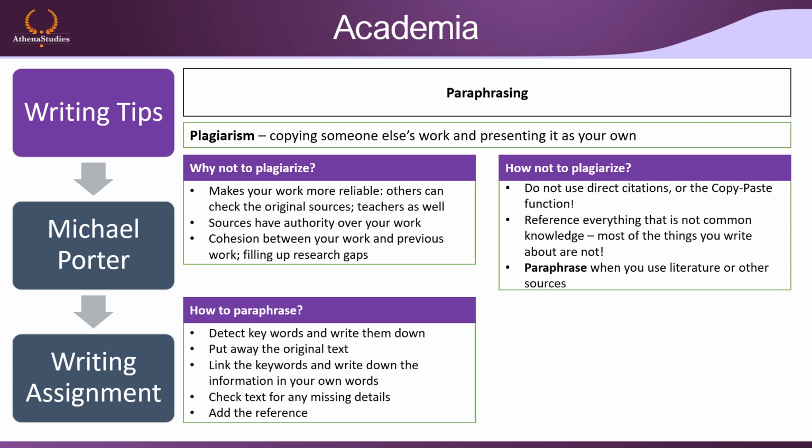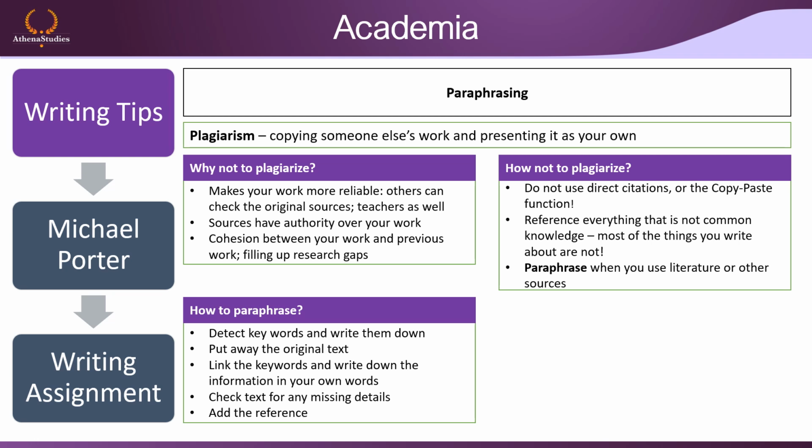Now we are going to dig into the specifics of the methodology of paraphrasing. What you can do is detect keywords and write them down on a separate sheet of paper. Then you put away the original text because you don't want to be influenced by it when you are writing your paraphrase. Then you link the keywords and write down the information in your own words. Then you go back to the initial text to check whether you've missed something or not. And finally, of course, you add a reference in the form of both an in-text citation, which I discussed in the second video, and also a reference entry, which you can also find in the second video of this series.